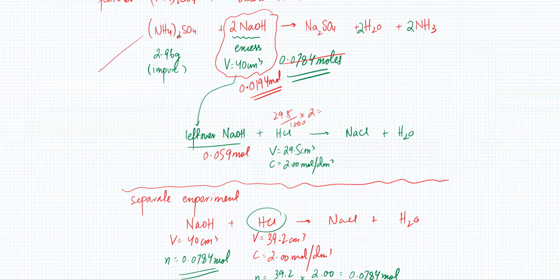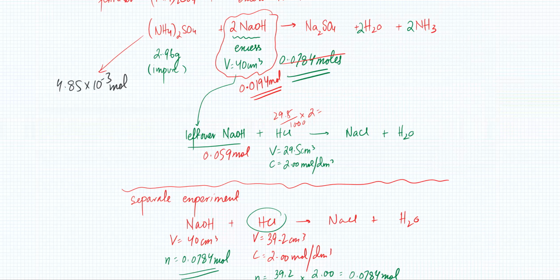And that would give you how many moles? Sir, 4.85 into 10 to the minus 3. 4.85 into 10 to the minus 3 moles.